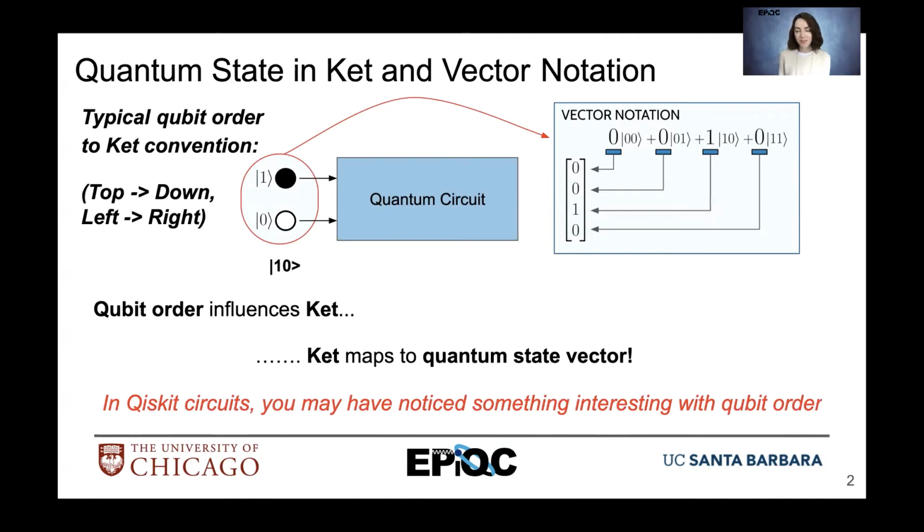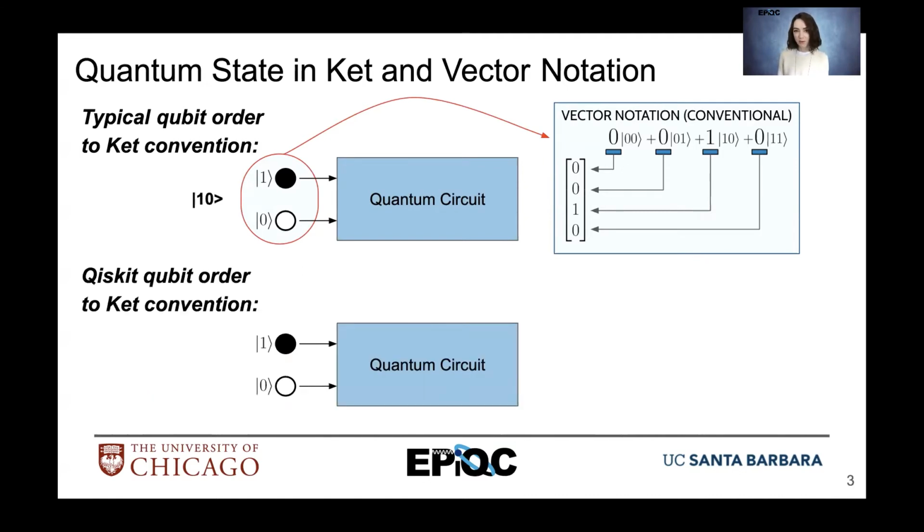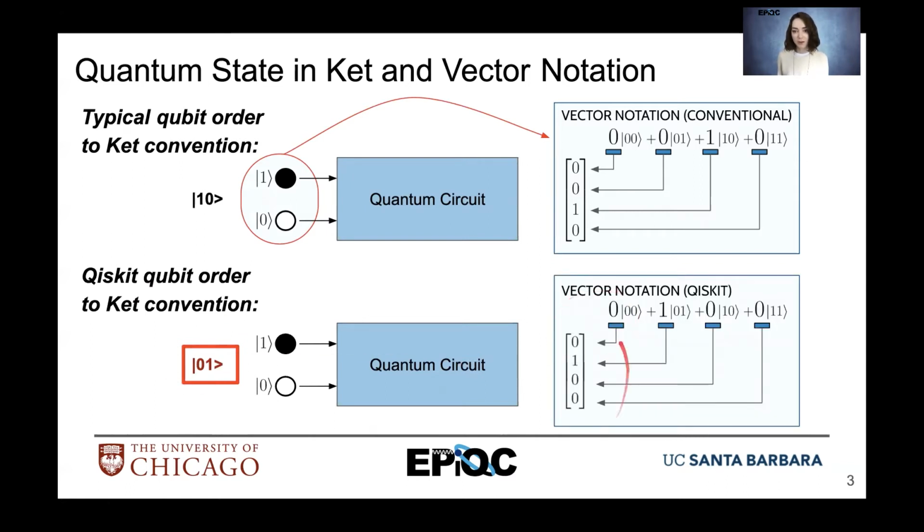When working with Qiskit circuits, you might have noticed something a little different with respect to qubit ordering. We have our typical convention, and then in Qiskit, we have this flipped convention where we actually go from bottom up, representing the elements within the ket. We have a different vector notation associated with the state. So we have the same state, but the elements within the vector are reconfigured. Here we can see that the middle two elements are swapped within the vector.